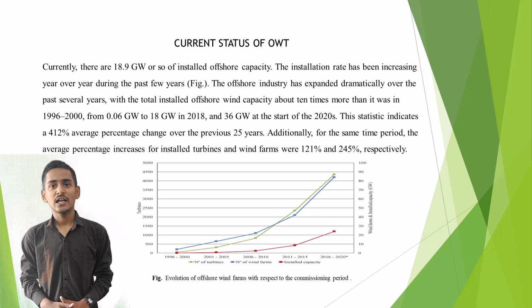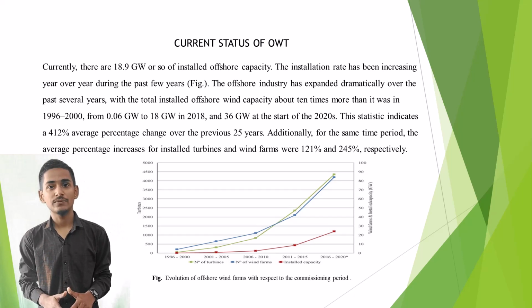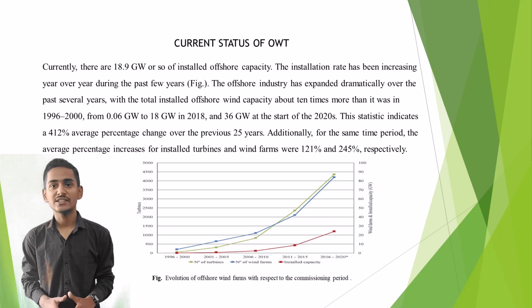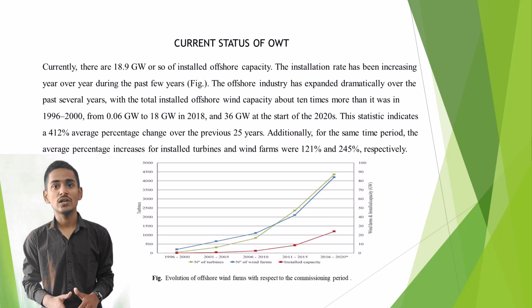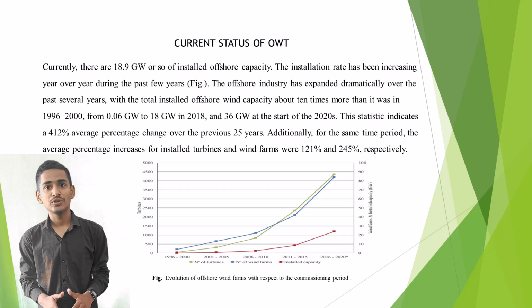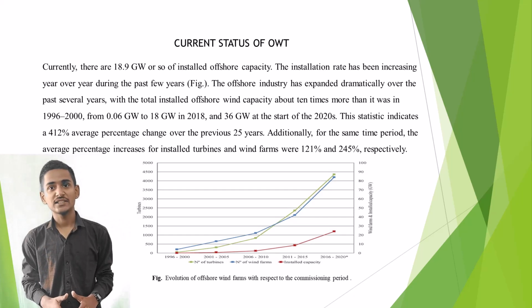Currently, there are 18.9 gigawatts or so of installed offshore capacity. The installation rate has been increasing year over year during the past few years. The offshore industry has expanded dramatically over the past several years, with the total installed offshore wind capacity about 10 times more than it was in 1996 and 2000, from 0.06 gigawatt to 18 gigawatt in 2018 and 36 gigawatt at the start of the 2020s.